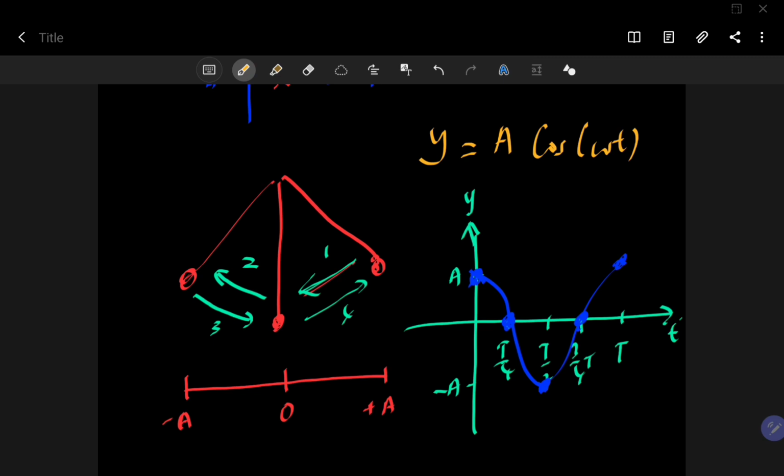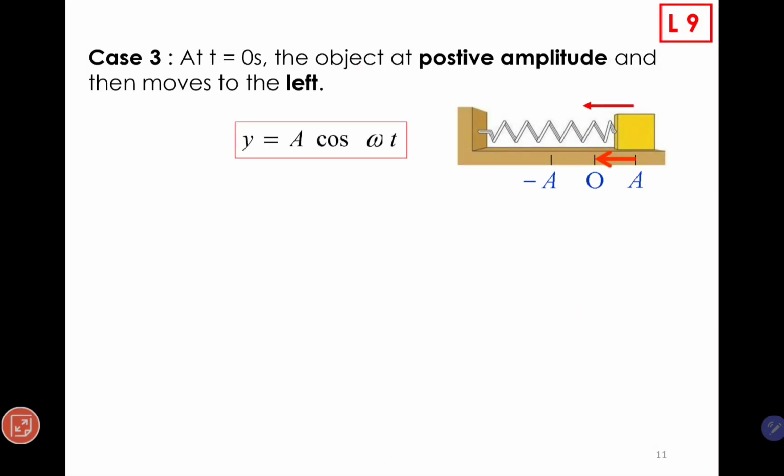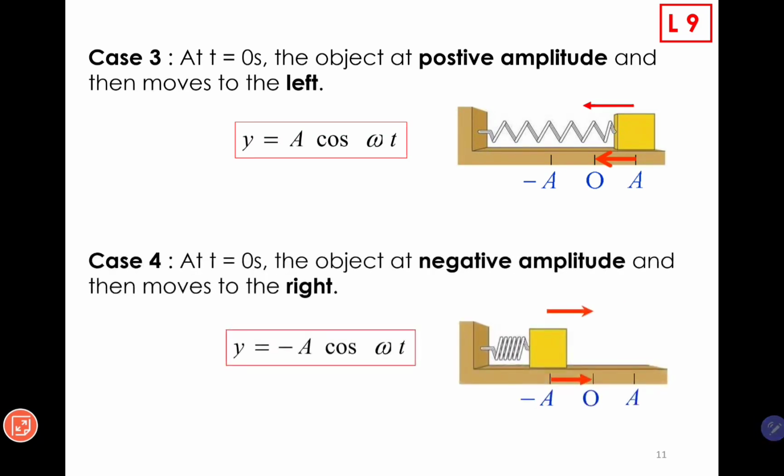Alright, so this is the way. How do we identify the equation? Is it purely sine or purely cos, and is it positive or negative? We just check the position of the object at t equals 0. Alright, there are so many examples. For the next example, at t equals 0, the object is at negative amplitude and then moves to the right. So the graph is purely cos negative. By doing the same thing, you will get this. So this is the equation of displacement for any simple harmonic motion system.